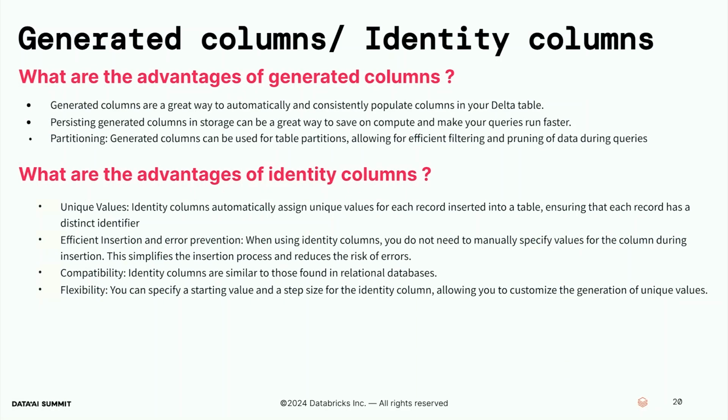So you're going to ask me a question. What are the advantages of both of them? So first, generated columns, as I did mention, are a really great way to automatically and consistently populate your Delta table. But it's also a super awesome way to have fast, efficient storage. Why? Because you can persist those generated columns in storage, which can be very savvy, because they are computed only when you want to use these features.